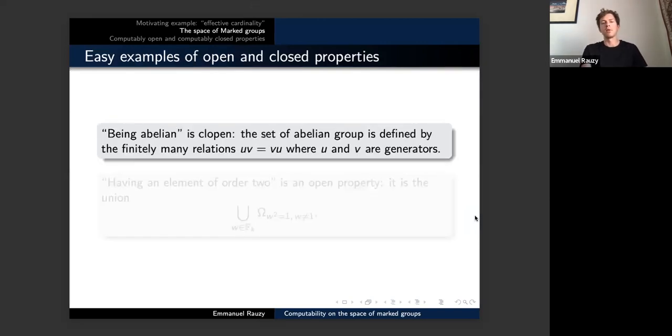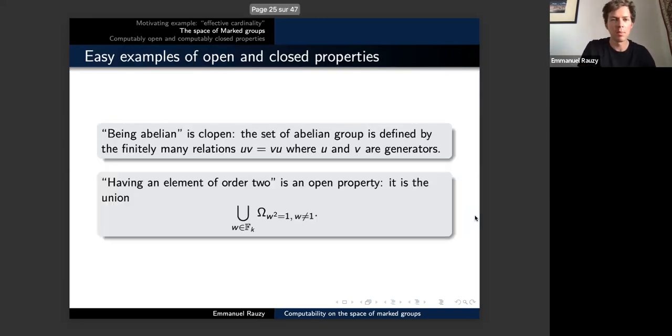A few more examples. First, two easy examples of open or closed properties, like being abelian. This is a clopen property. The set of abelian groups is defined by finitely many relations. You ask that each generator commutes with another generator, and you exactly get one of these basic clopen sets, which gives you the set of abelian groups. So that's a clopen property.